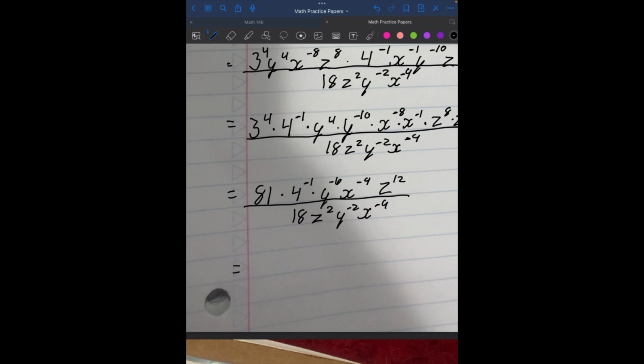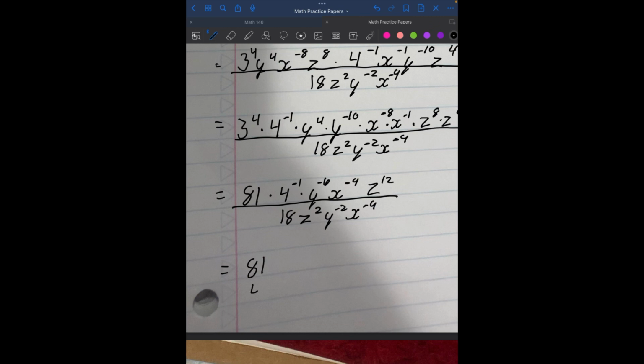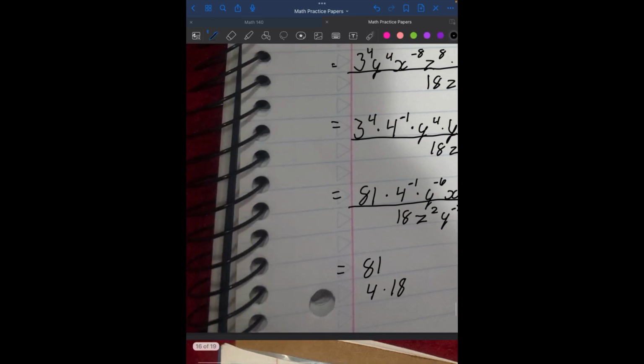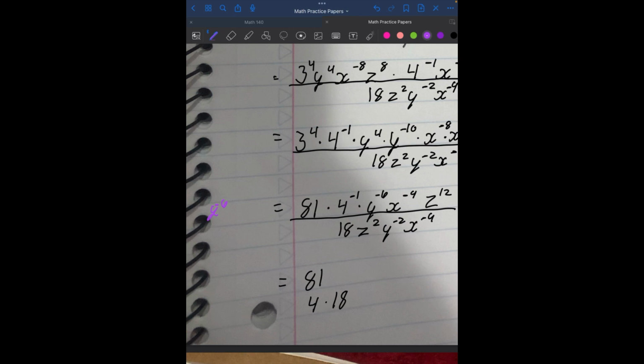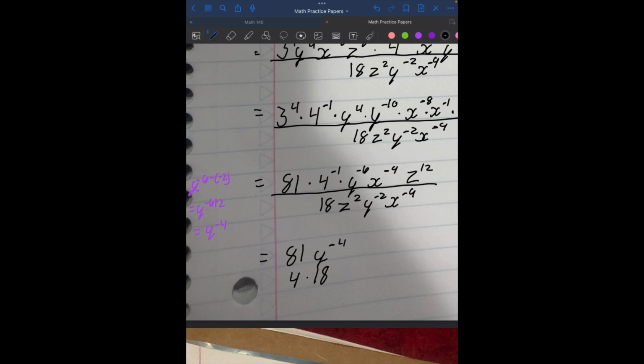Now we have to subtract all these variables from the one in the denominator. So we have 81 over 4, because remember I told you the 4 is going in the denominator, 4 times the 18 that was already there. So now y to the power negative 6 minus negative 2 is equal to y to the power negative 6 plus 2, which is y to the power negative 4. So that's 81 y to the power of negative 4.